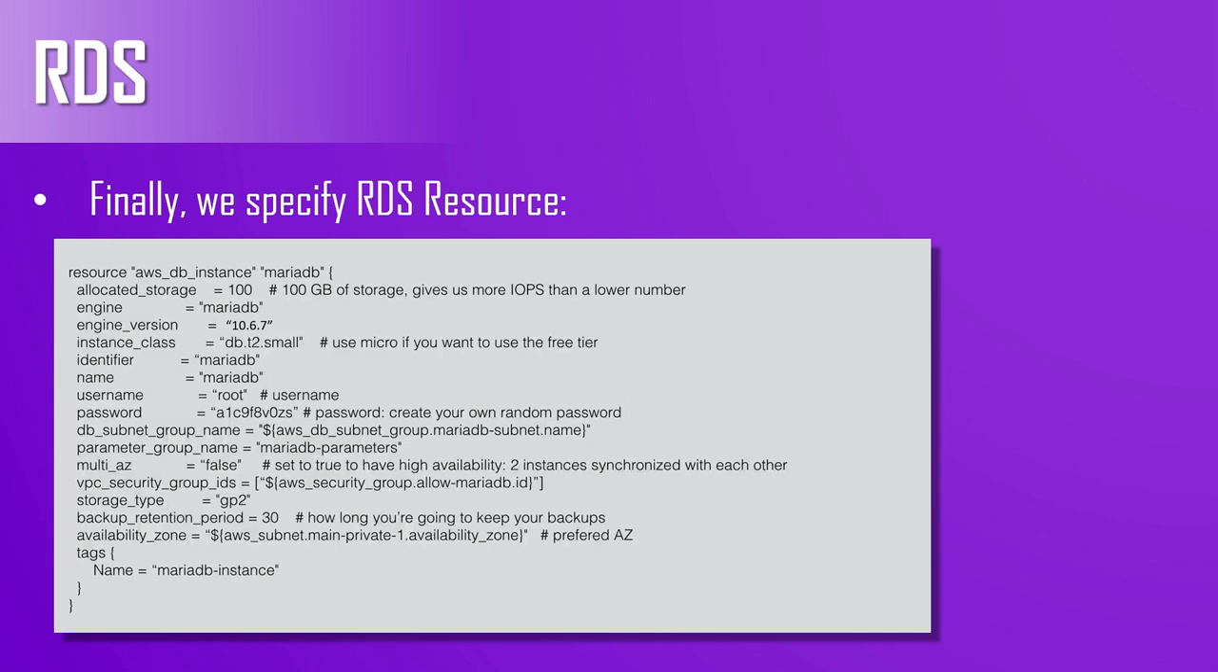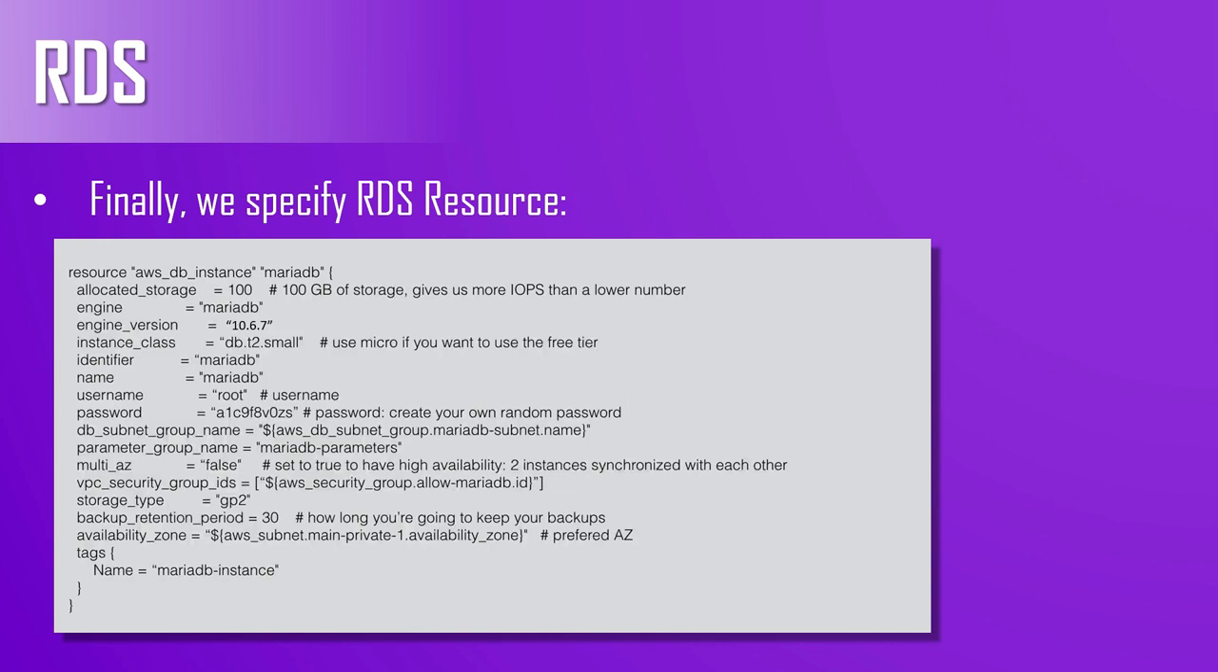DB subnet group name refers to the subnet group that we created earlier, and same with the parameter group name. Multi-AZ is false, but you can set it to true to have high availability. If you have high availability, two instances will be synchronized with each other. You specify the VPC security group. Storage type equals gp2, general purpose.